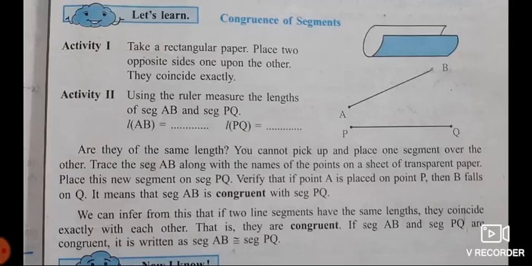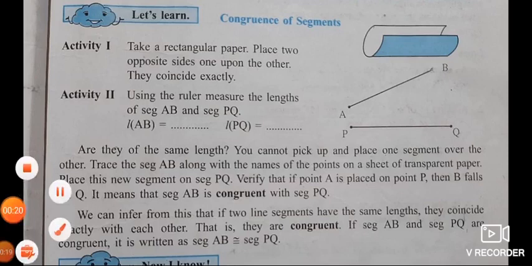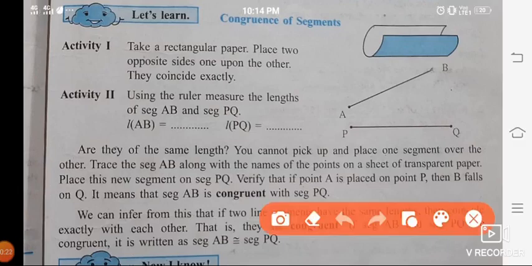Today we are going to begin with the point that is congruence of segments. So students, you all know what a segment is: a figure which has two end points is called a segment. On the screen you can see a figure named PQ. So PQ is one of the segments.